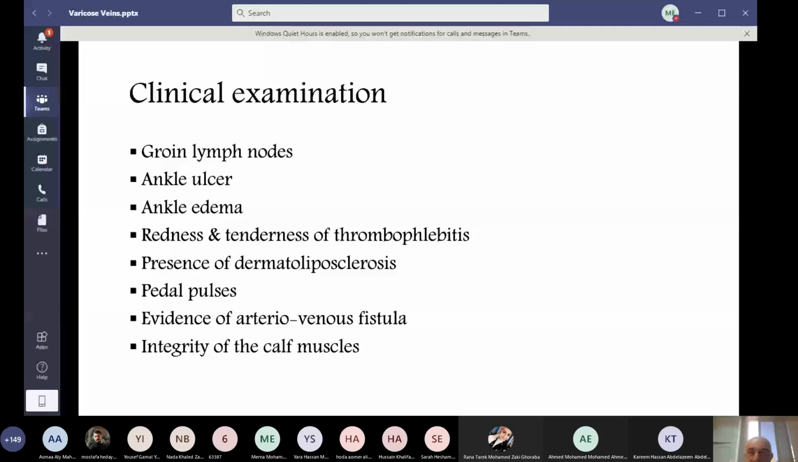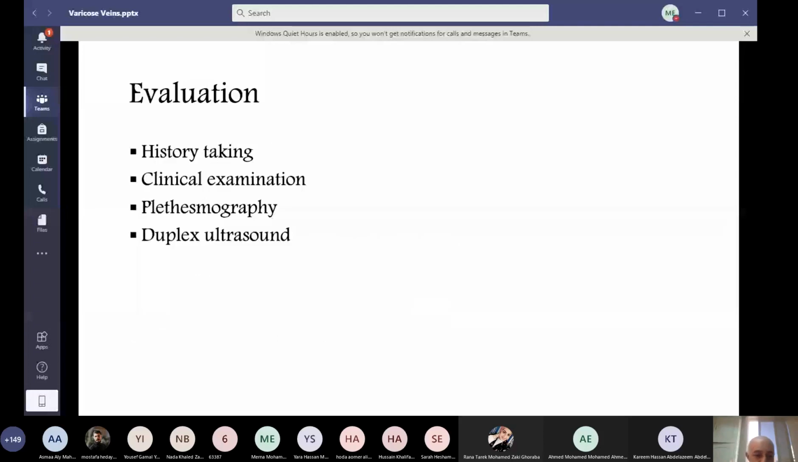Evaluation of the patient with varicose veins should go as follows. We should take a history, apply clinical examination, and we can use plethysmography and duplex ultrasound. The commonly used one is the duplex ultrasound, but we should know that there is another form of investigation for this, which is called plethysmography.